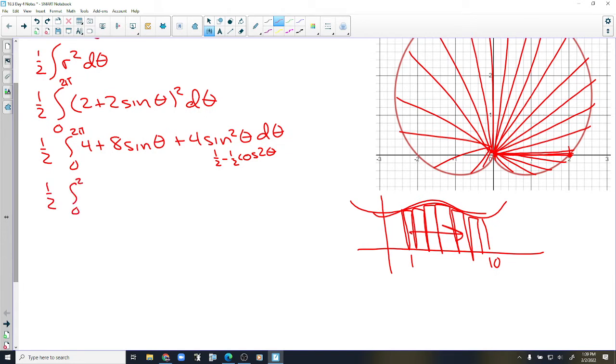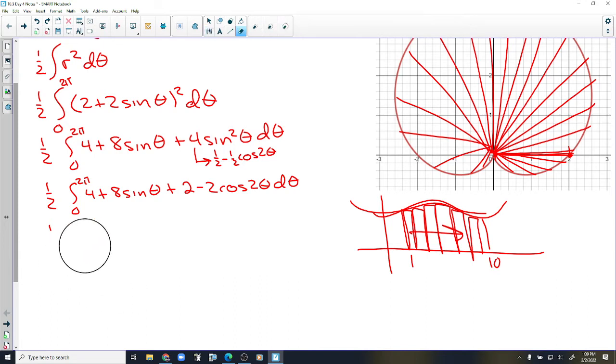1/2, 0 to 2 pi, of 4 plus 8 sine theta plus, now if we run the 4 through there, we get 2 minus 2 cosine of 2 theta d theta. And now we're actually ready to do the integration. 1/2, 0 to 2 pi, and I'm doing the integration, so I don't want the integral sign here. 1/2 of 6 theta, because 4 and 2 is 6, so I combine those right there.